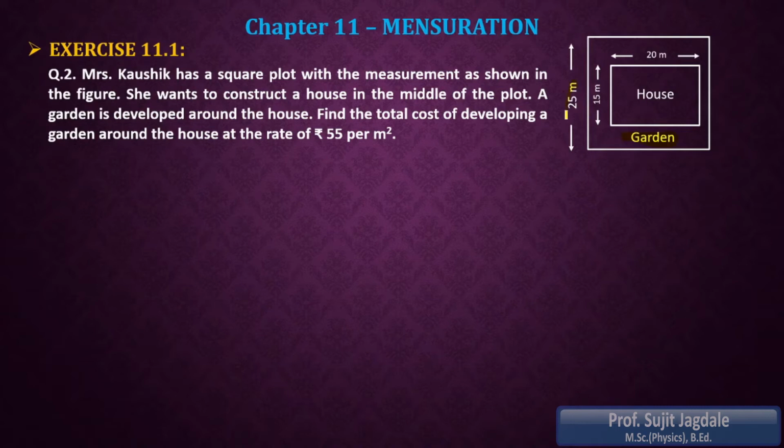Now some dimensions are given for the plot. Obviously it is square, so each side is 25 meter. Each side is 25 meter. So this is the dimension of the plot.